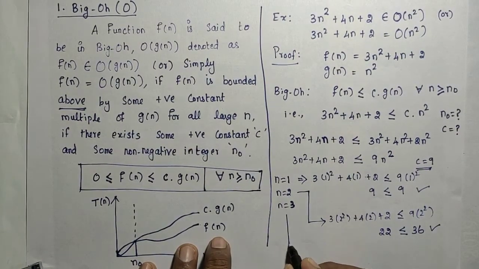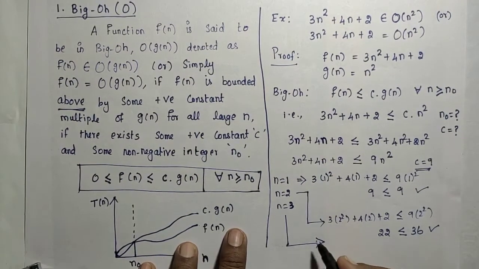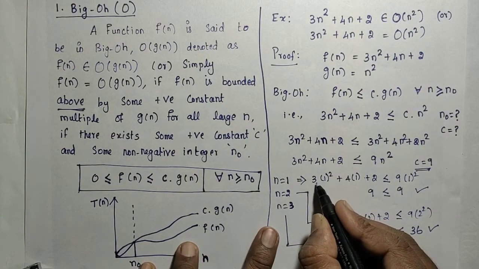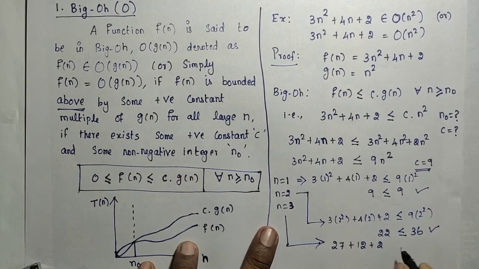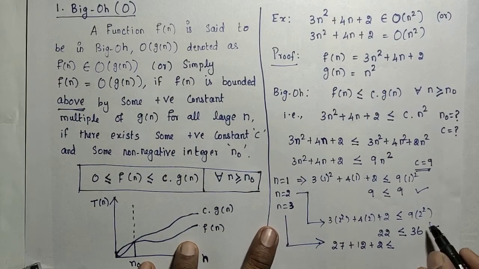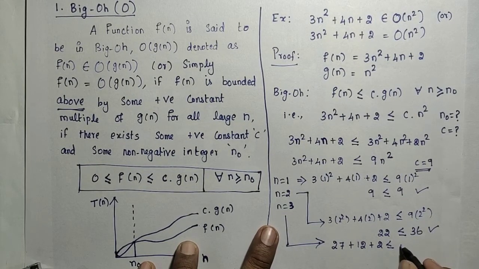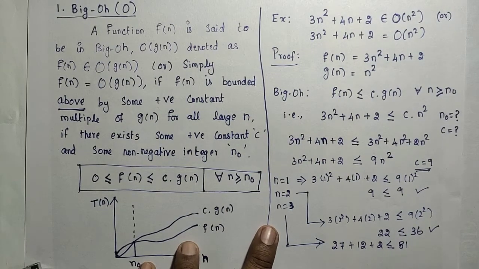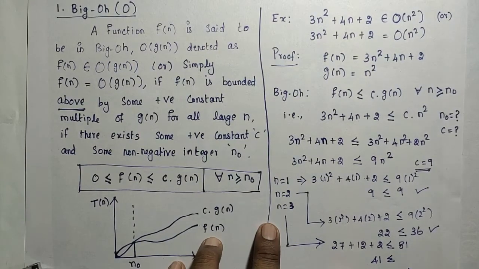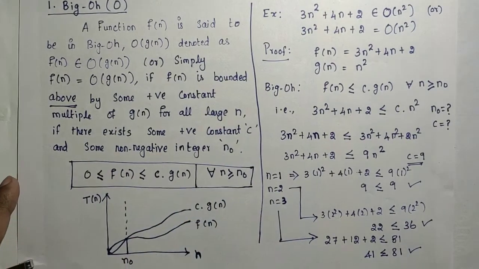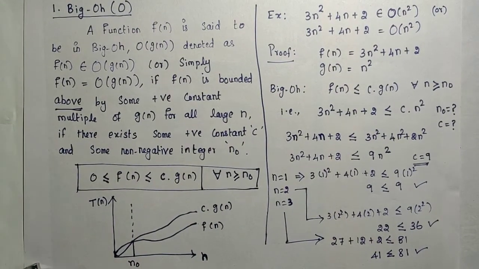Now if you are substituting 3: 3 into 9 is 27, plus 4 into 3 is 12, plus 2, less than or equal to 9 into 9, which is 81. So 27 plus 12 is 39, plus 2 is 41. So 41 is less than or equal to 81. This condition is also true.